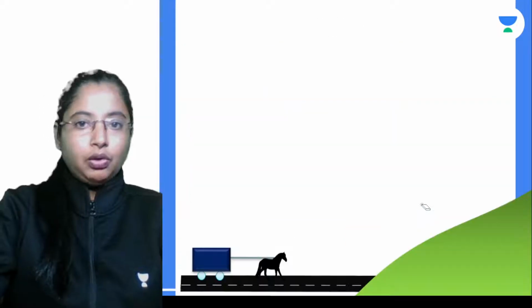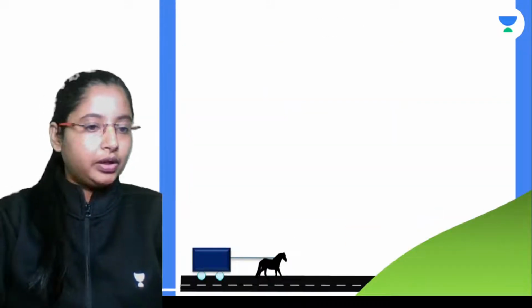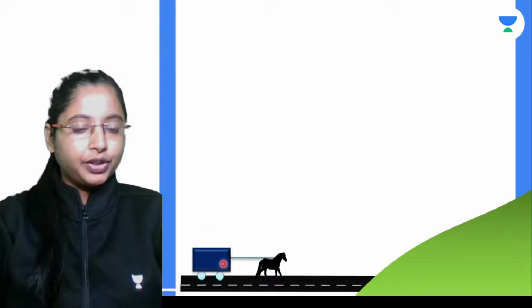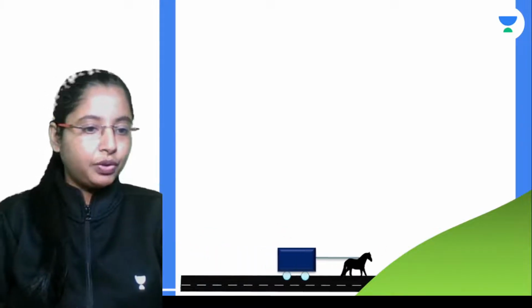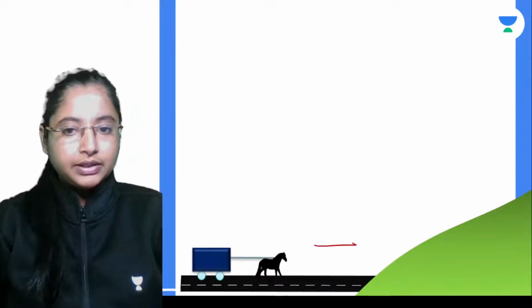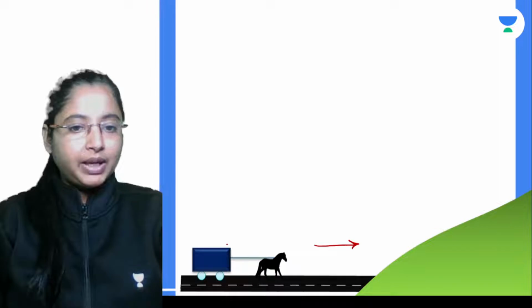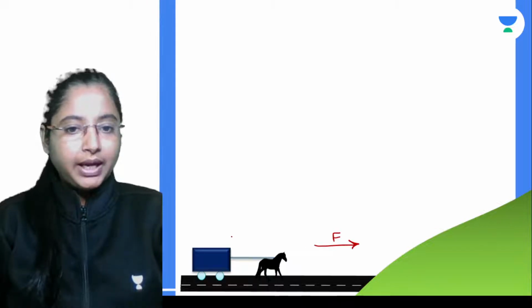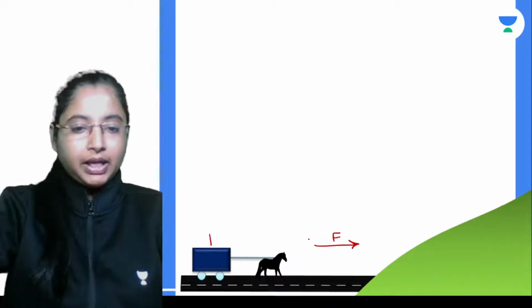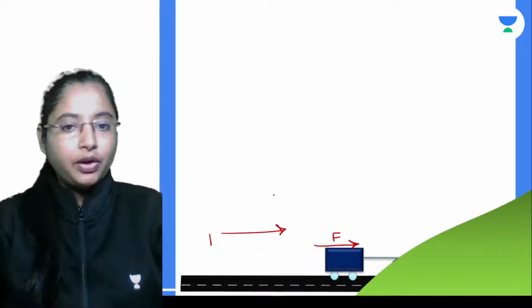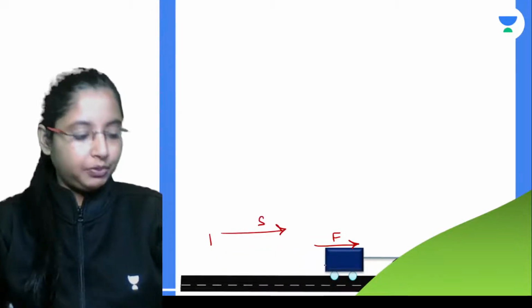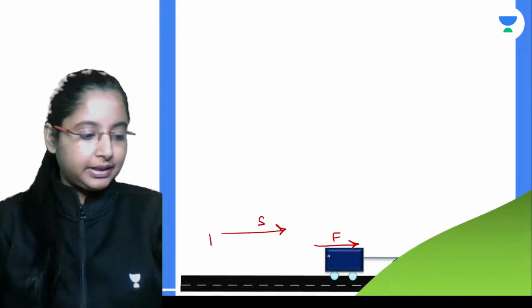If you see a horse pulling a carriage, a cart over here, as the horse moves, there is a force acting in this direction, and for the force applied, see the displacement. The carriage was initially here, but as the horse moves, the carriage actually moves with the horse, and the displacement is also in the same direction. Then we say that there is some work done.